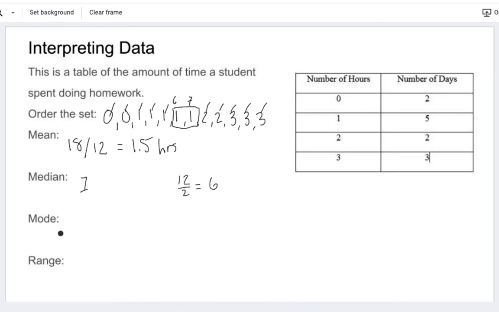The mode, just look at which one happens the most often. Now it's easiest to tell from the table that 1 hour of TV watching happened 5 times. So the mode would be 1. The range is the distance from the least to the greatest. So the greatest number of hours watched was 3. The least number of hours watched was 0. So the range is going to be 3 hours.